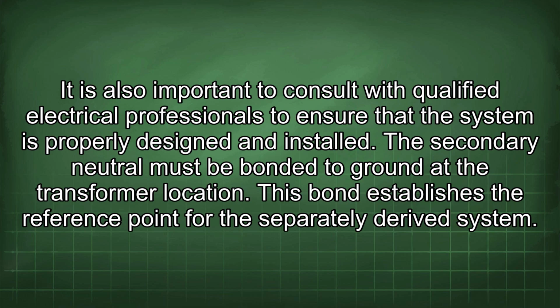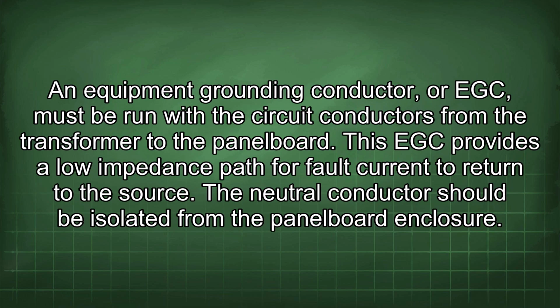The secondary neutral must be bonded to ground at the transformer location. This bond establishes the reference point for the separately derived system. An equipment grounding conductor, or EGC, must be run with the circuit conductors from the transformer to the panel board. This EGC provides a low impedance path for fault current to return to the source.